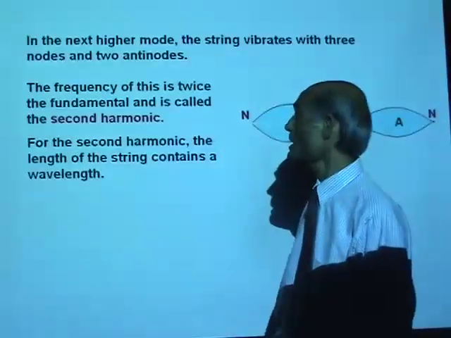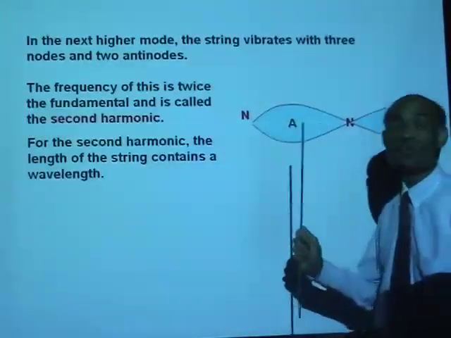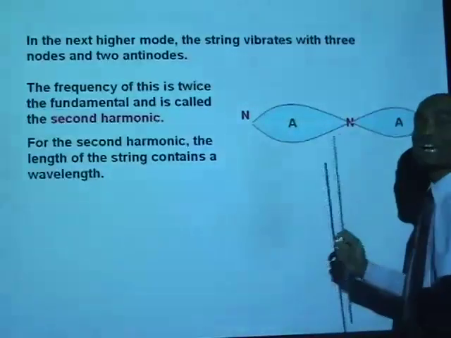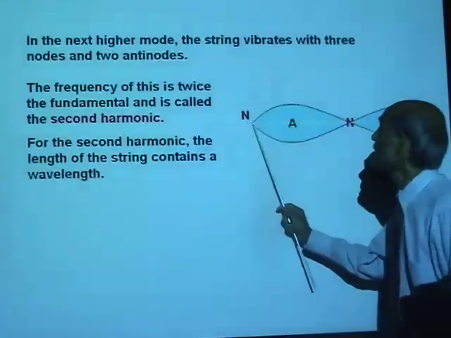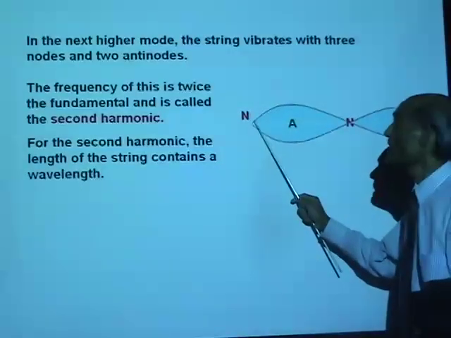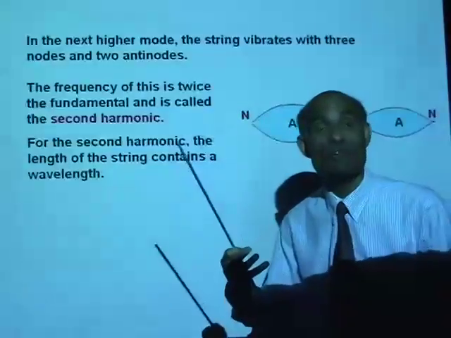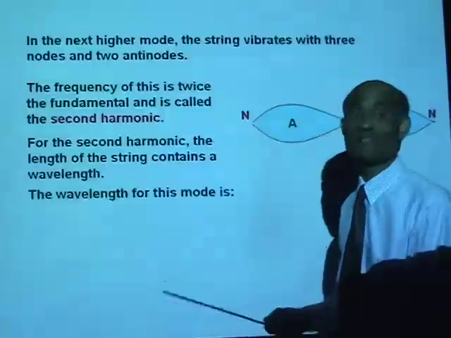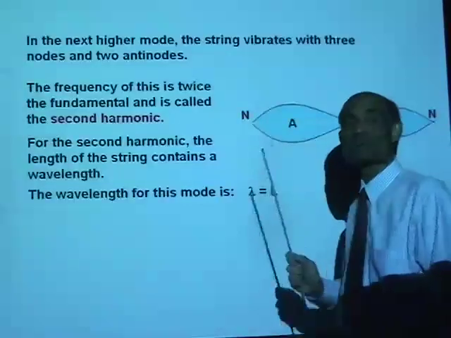For the second harmonic, what is the relation between the length of the string and the wavelength? You can now see the full length of the string contains 2 full segments. That means it contains a full wavelength. Is that right? Yes. The distance between 2 alternate nodes is now a wavelength. So the length of the string now contains a full wavelength. So the wavelength of this mode is lambda equal to L.